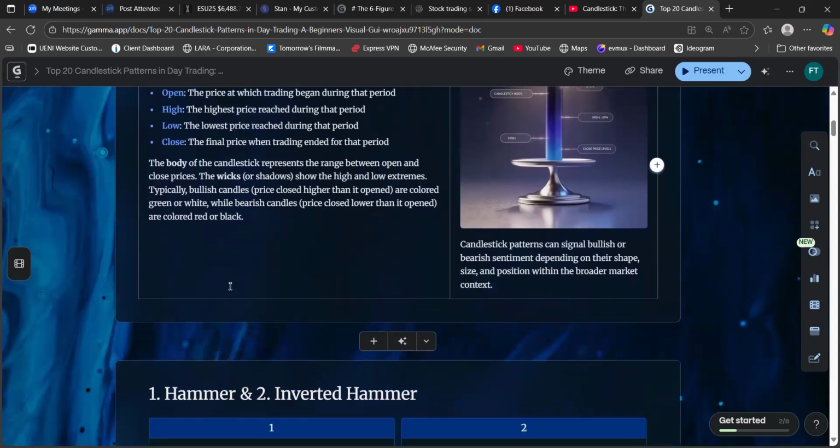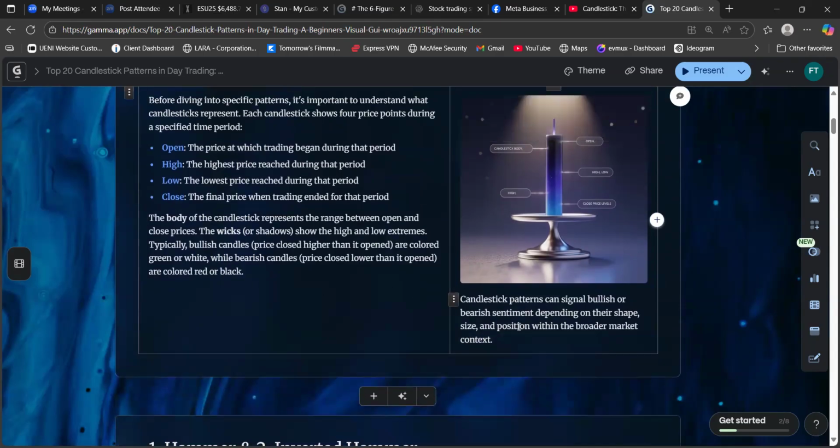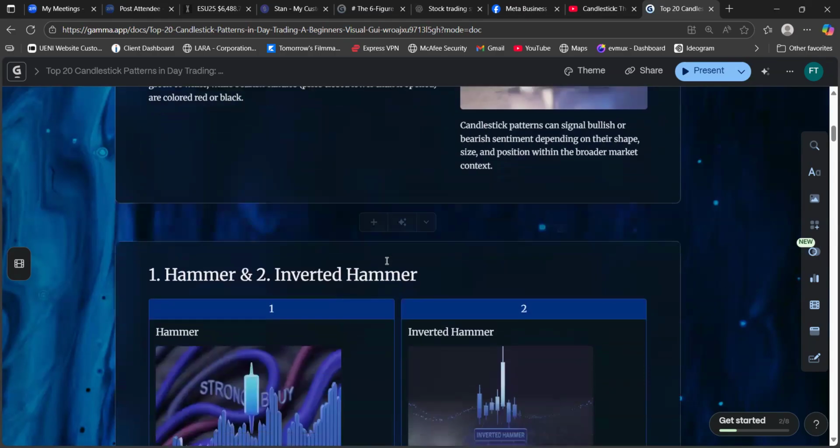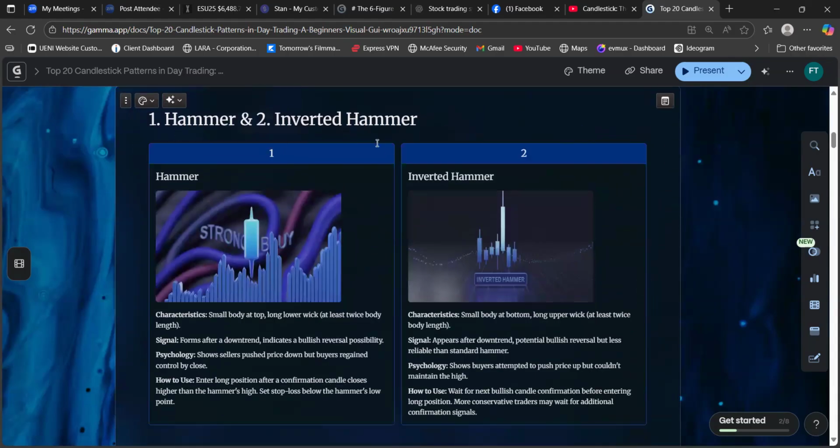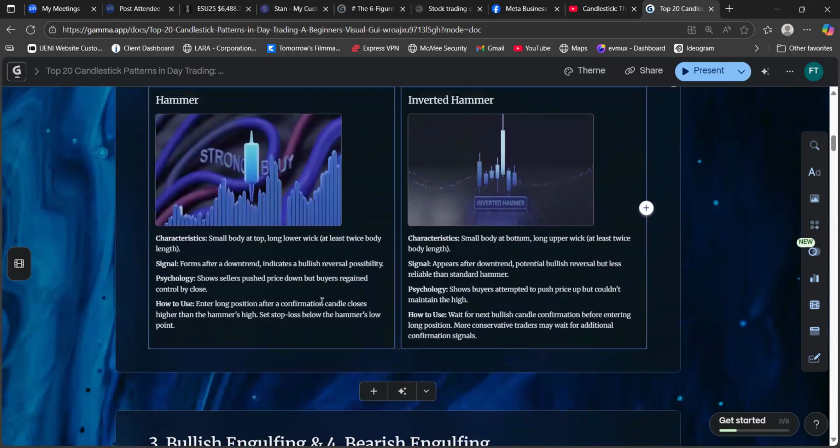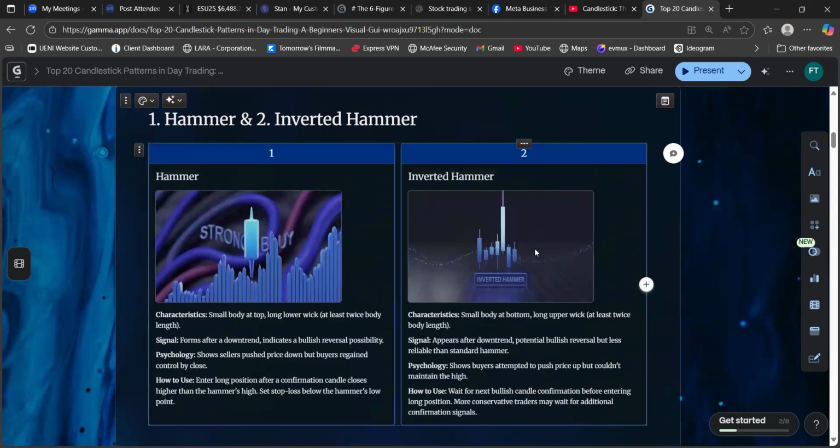All right. And so the candlestick patterns can be bullish or bearish sentiment depending on their shape, size, and position within the broader market. And this is just a little cool visual example that they got right here, right? The hammer and the inverted hammer. They didn't give good screenshots of this.